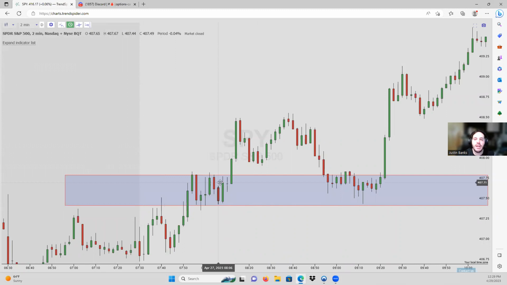Supply and demand zones, please use them for intraday. They're very great tools for you to use intraday to trade along with levels or EMAs, whichever other indicators you like to use.